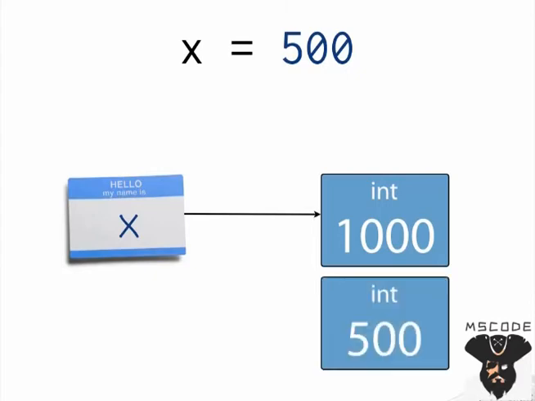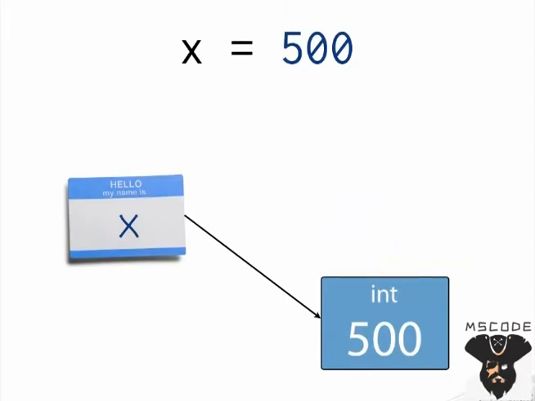In fact, what happens is that Python creates a new immutable integer object with the value 500 and redirects the x reference to point at the new object. We now have no way of reaching the int 1000 object, and the Python garbage collector will reclaim it at some point.